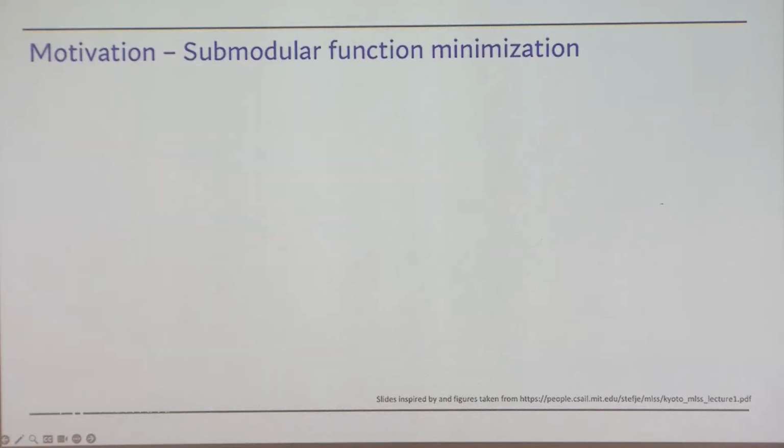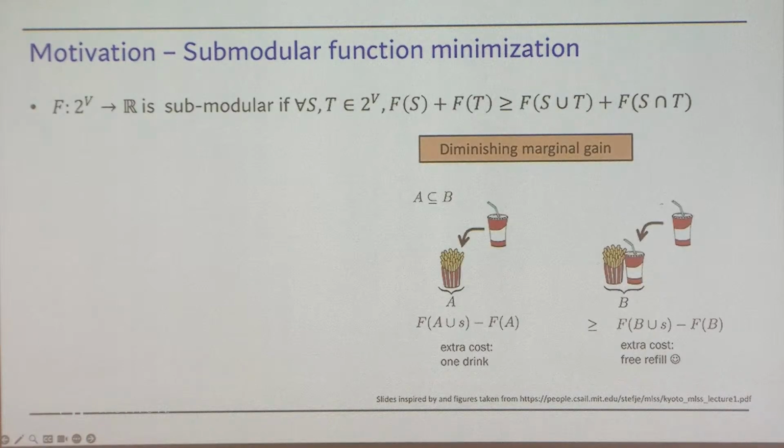The motivation comes from the classical problem of submodular function minimization, and I thank Andrew for introducing what a submodular function is. So I'm just going to go over it faster. f is a set function which is submodular if it works on a universe and assigns values over the sets, and it has the property of diminishing marginal gain.